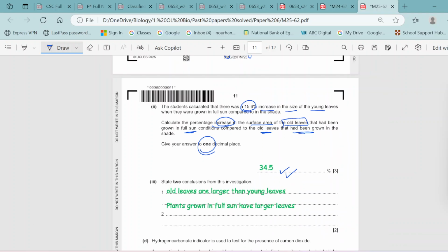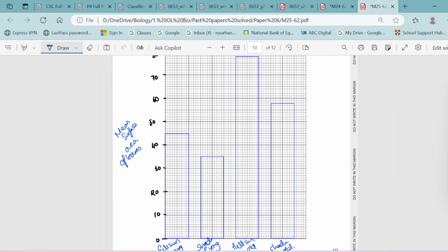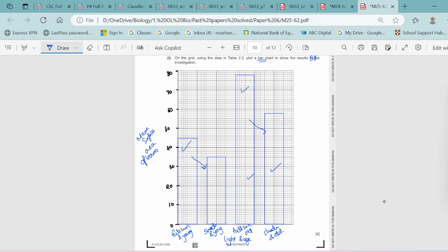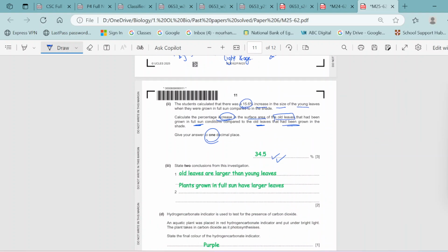So what are two conclusions? Look at this. I can see that old leaves have a larger surface area than the young leaves. Both old have a larger surface area. Also, the leaves in the full sun have a larger surface area than the leaves in the shade. These are the two conclusions. Old leaves are larger than young. Full sun leaves are larger than the ones in the shade.